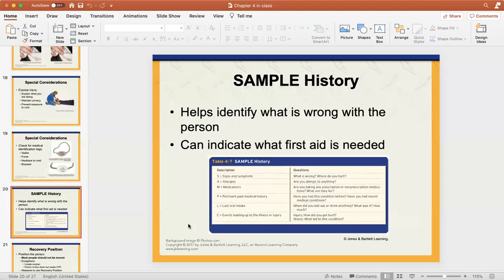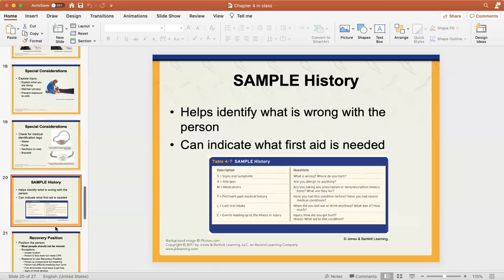And the last one, E, stands for events leading up to illness or injury. So injury, how did you get hurt? If the individual can tell you how they got hurt, that helps you out. Illness, what led to this condition? So these are all things that you will need to think about, and you will need to ask the individual that is either injured or ill.